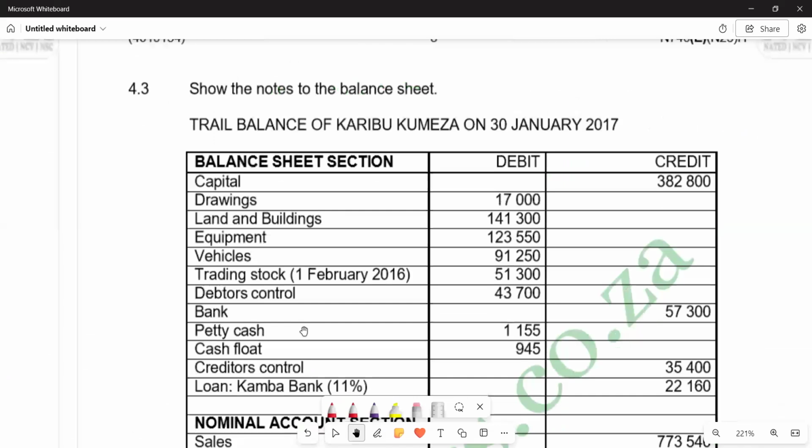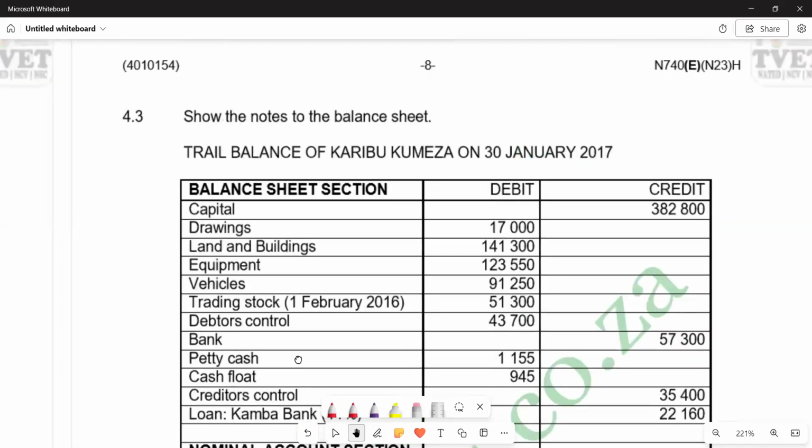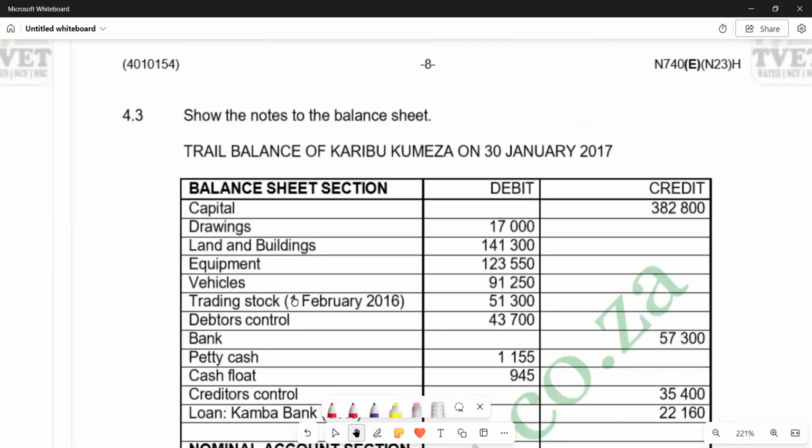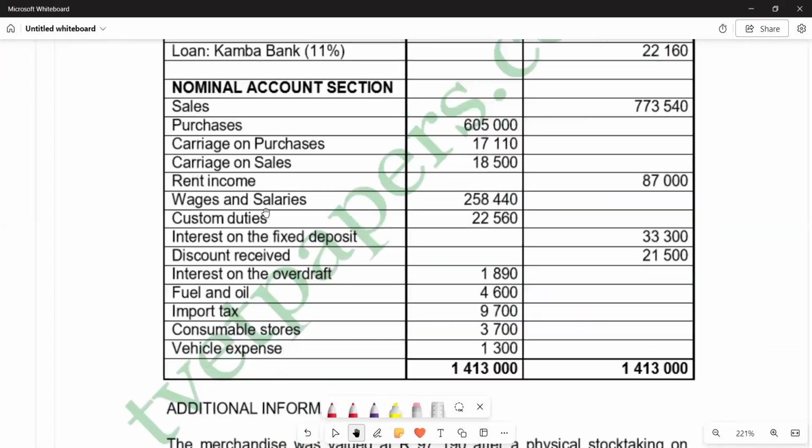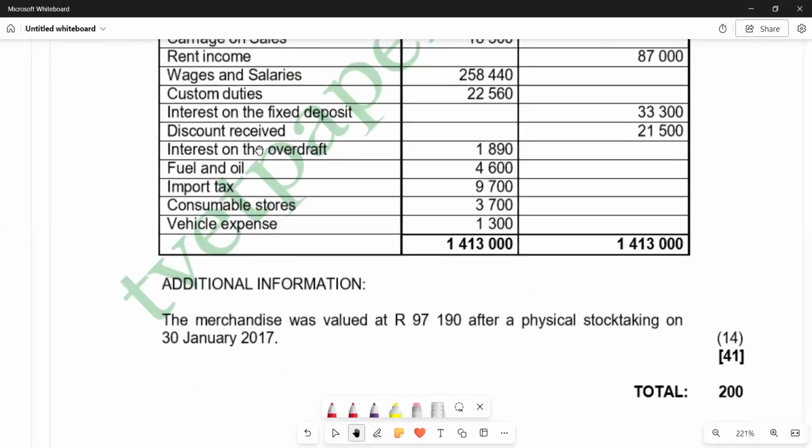If you go down, you'll see that we're given a trial balance of Karibu Kumeza on 10th January 2017, which is balances that are going down. Then we've got additional information, where we are given only one piece: the merchandise was valued at 97,190 rands after physical stock taking on 10th January 2017. So this is our closing stock, which we are going to use in the balance sheet. The question is 14 marks of notes to the balance sheet.